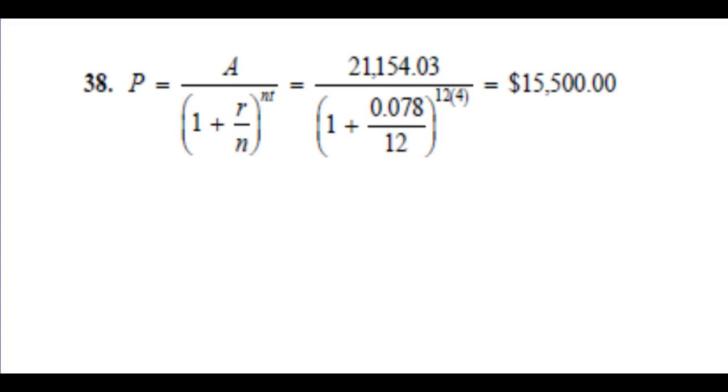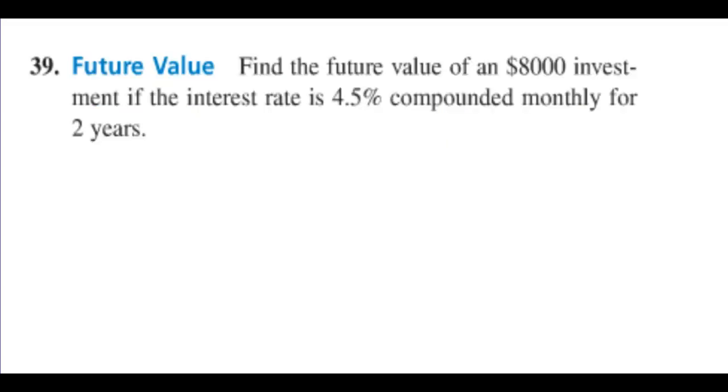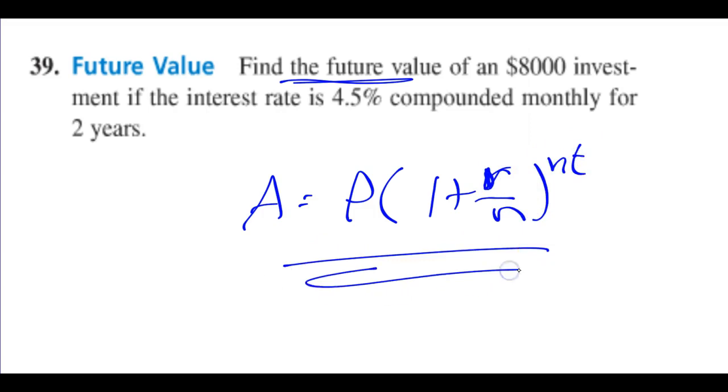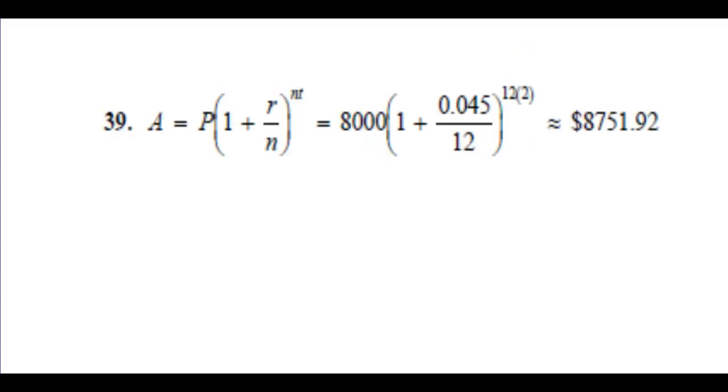There's the worked out solution for 38. And 39 is future value, so you really are going to be using P. Let's write the formula correctly: A is equal to P times (1 plus r over n) to the nt. So practice going through and reading problems and figuring out which formula to use. But even more importantly, practice plugging these in and actually typing these problems out.